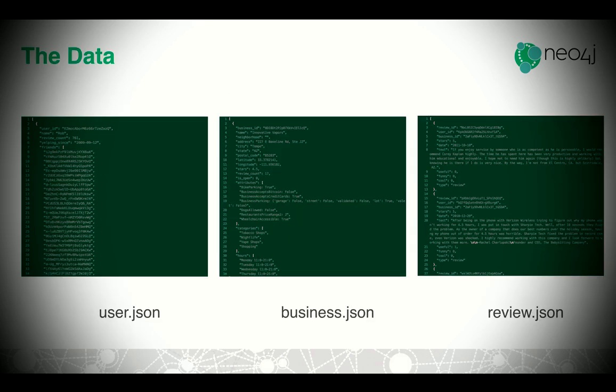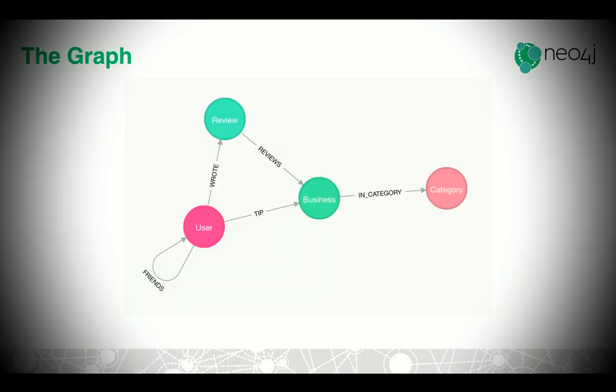Let's look at the sample data we'll be using today. We'll be using some sample data from Yelp, information about users, businesses, and reviews that those users have written about businesses. So this is the basic graph model that we're going to build today. We want to model users, reviews, businesses, and categories as nodes in our graph with relationships that connect them.